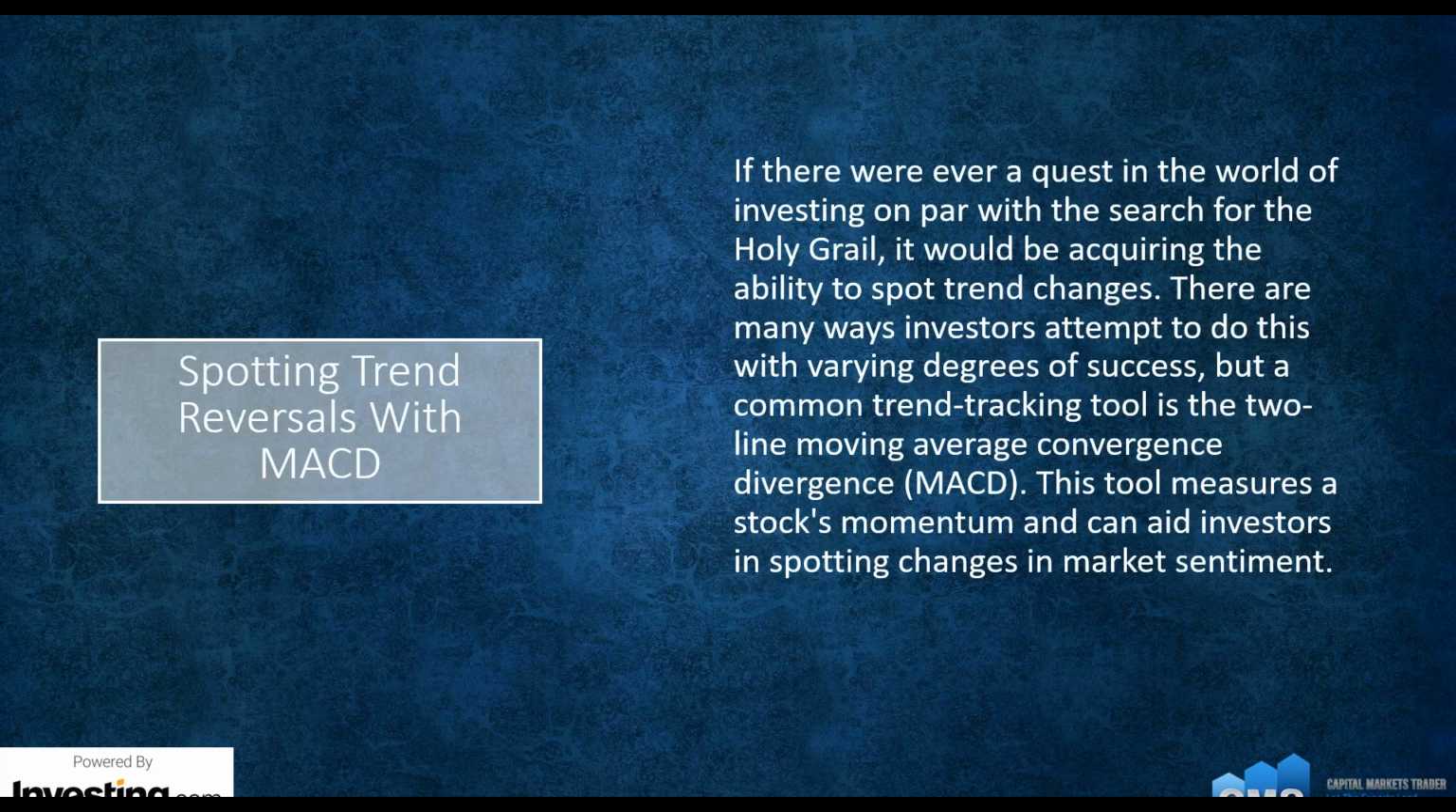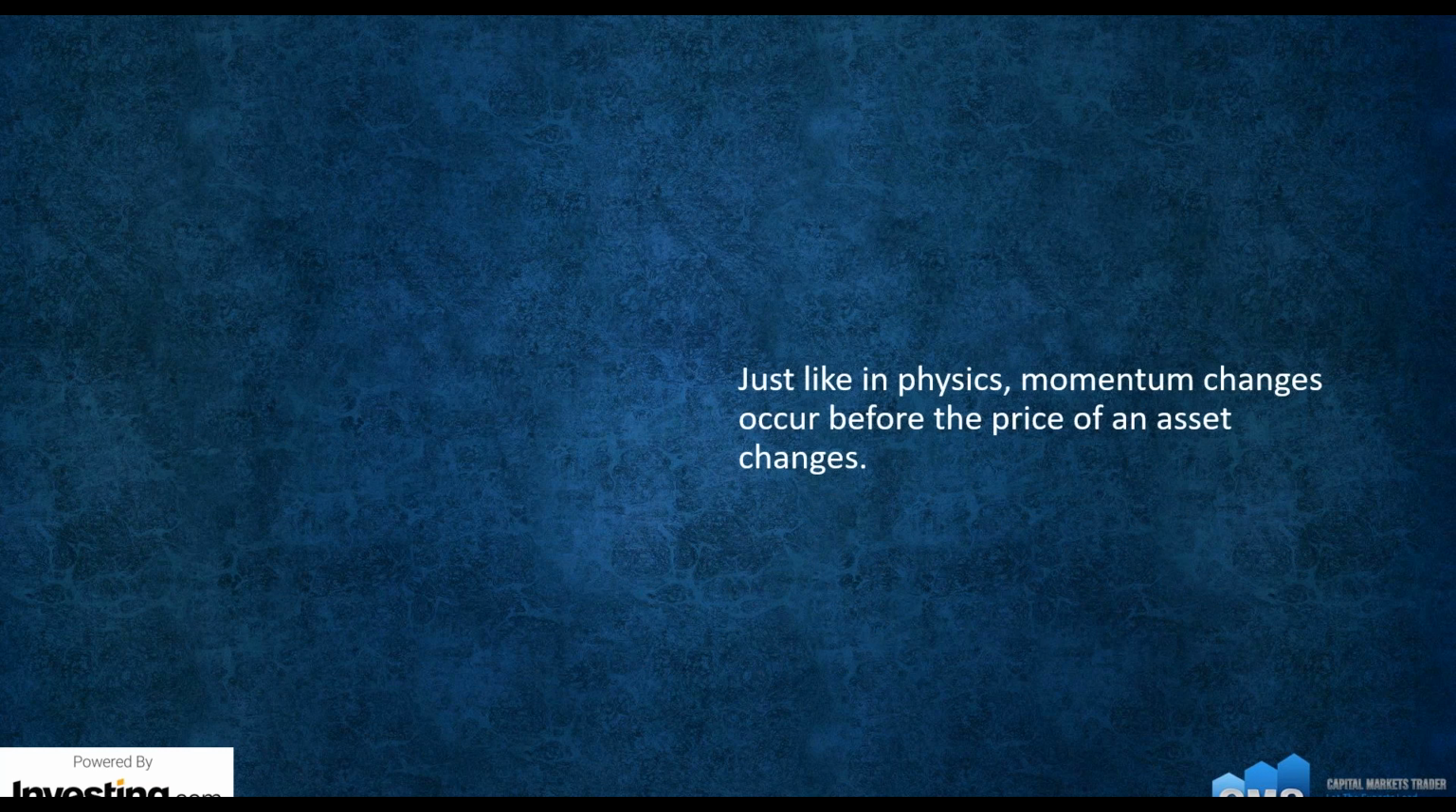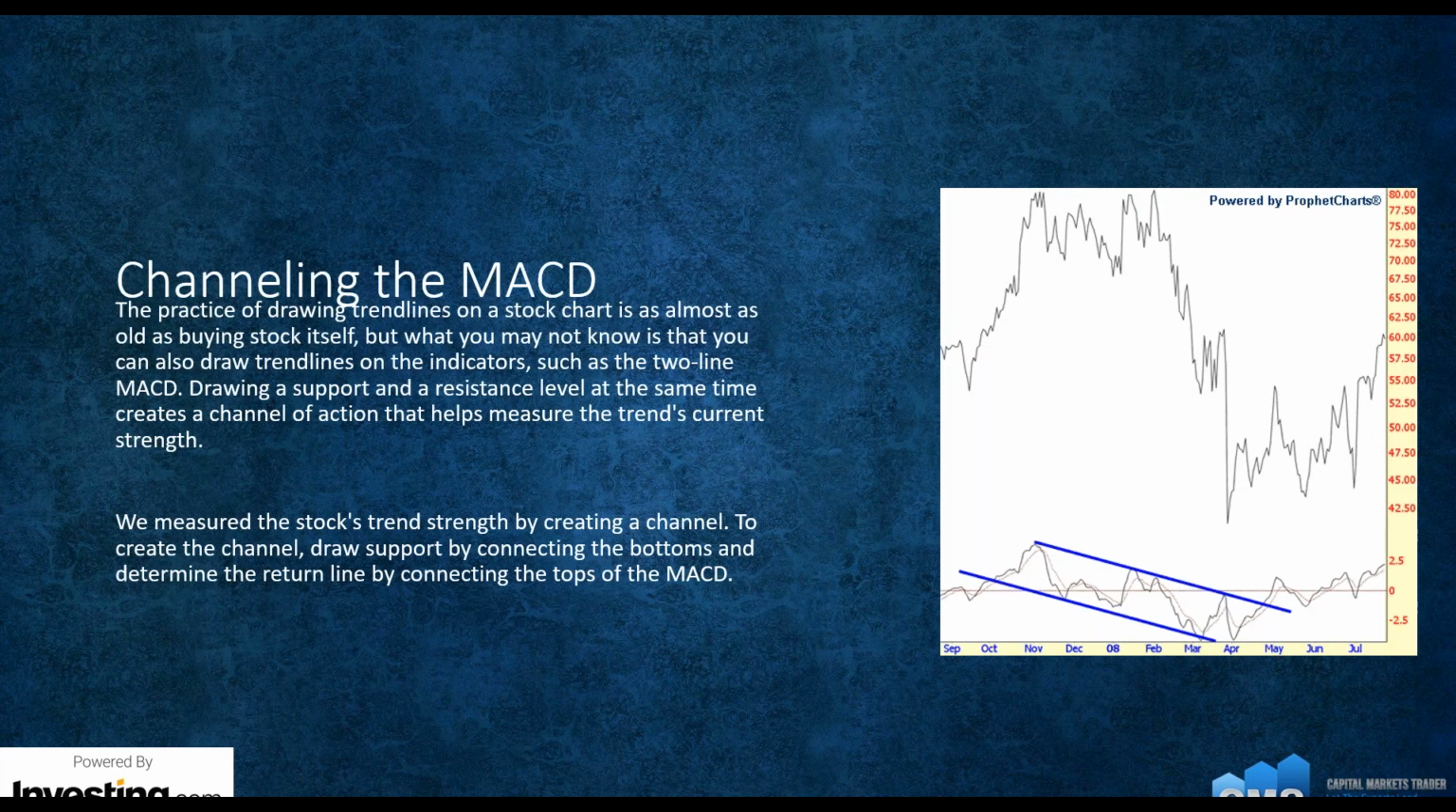So if there were ever a quest in investing on par with the search for the Holy Grail, it would be acquiring the ability to spot trend changes. There are many ways investors attempt to do this with varying degrees of success. But a common trend tracking tool is a two-line moving average convergence and divergence. This tool measures an asset's momentum and can aid traders in spotting changes in market sentiment. So just like in physics, momentum changes occur before the price of an asset changes.